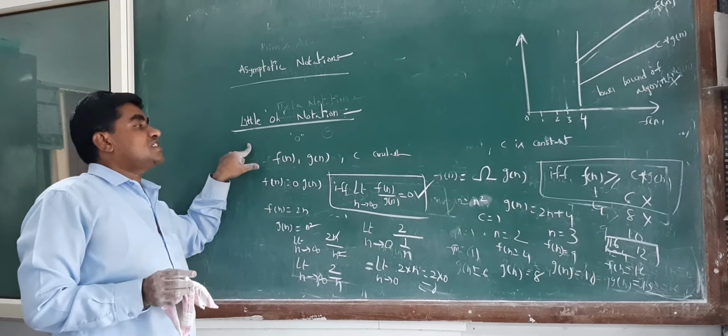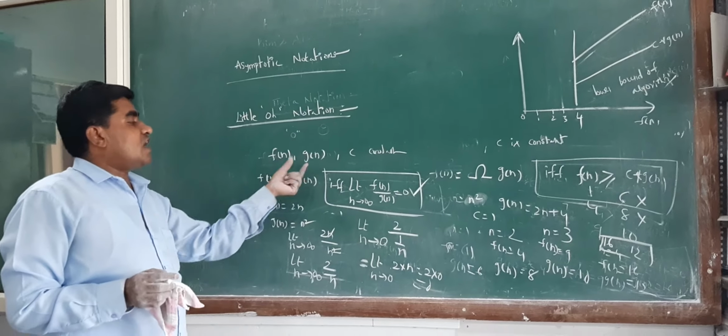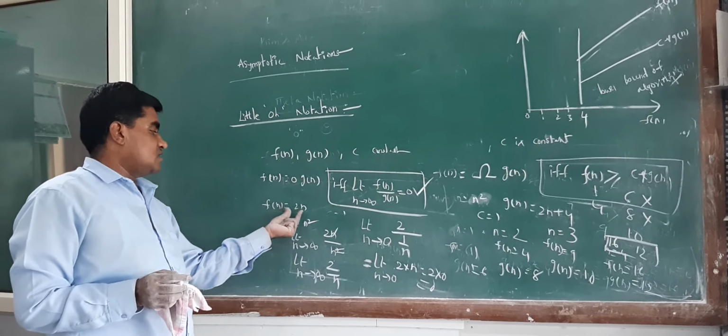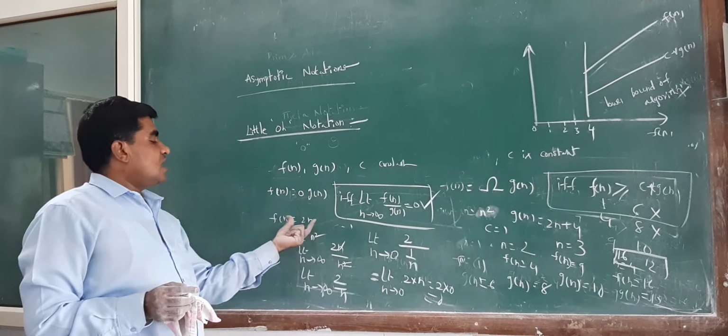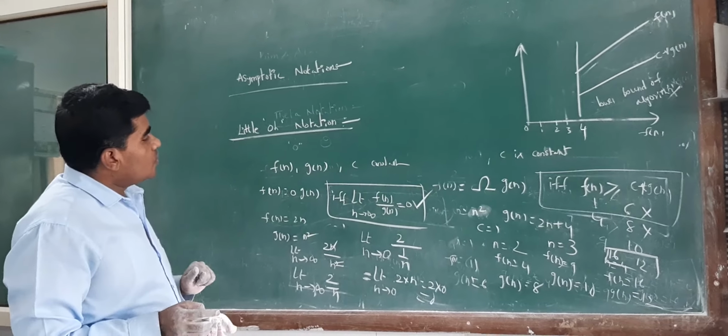So little o notation is also used to represent the worst case time complexity when asymptotically not tight. We can say asymptotically not tight when the two functions f of n and g of n are different types of functions. One has only n, another one has n square. So that is the little o notation.